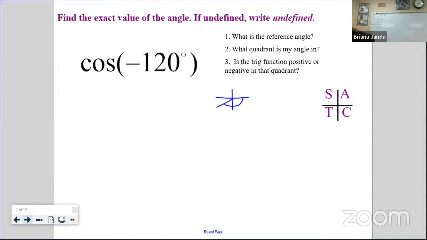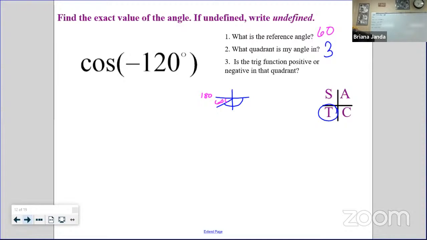So we are in quadrant 3. My reference angle: how far am I from the closest x-axis? 60, right? My closest x-axis would be 180. We are at 120, which means I am 60 away from that. And is my answer positive or negative?